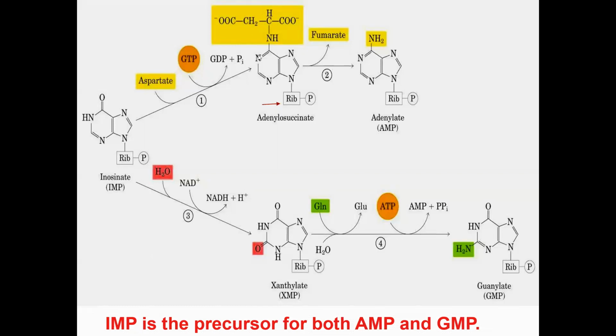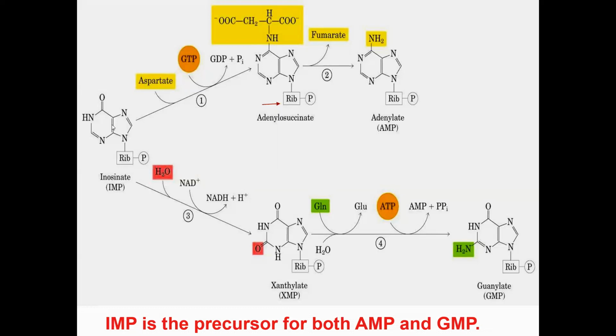Here one molecule of GTP is required as an energy source, and in the next step, the adenylosuccinate lyase enzyme is acting here, carrying out this reaction, where fumarate gets removed and an NH2 group is put at the place of the 6th carbon, and now it becomes 6-aminopurine or adenosine monophosphate. So in this way AMP gets synthesized.